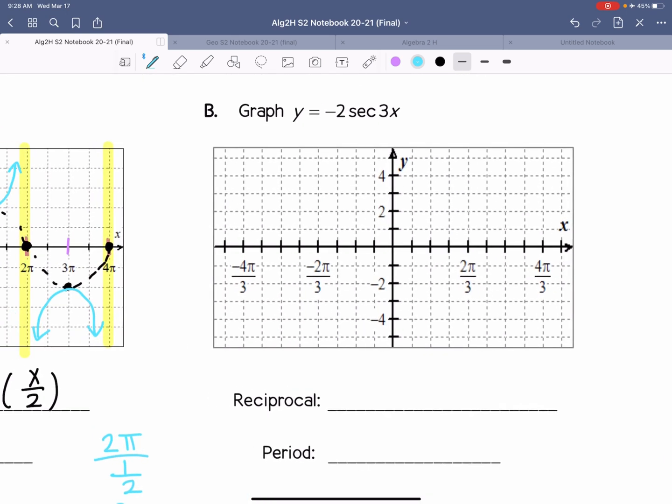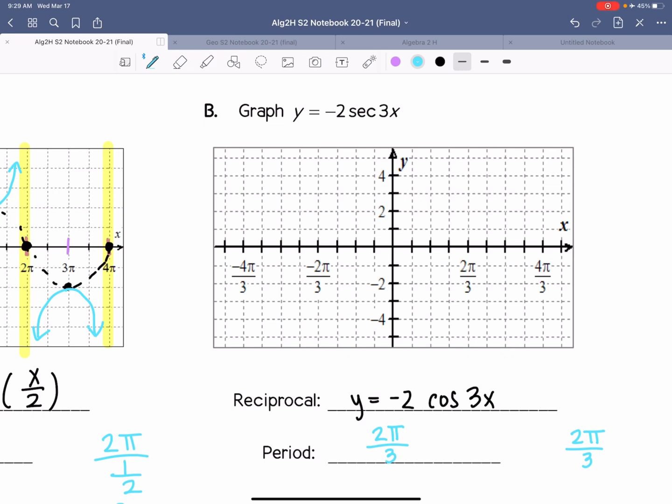All right, so looking at this one, write your reciprocal. So I'm going to get y equals -2 cosine of 3x. Negative is going to reflect my wave. So instead of starting high, up 1, you're going to start down 1. And then 3 is going to change my period. So let's change our period. So we're going to get 2 pi divided by whatever is being multiplied to the x, which is 3. Can't simplify that, so it's just 2 pi over 3.